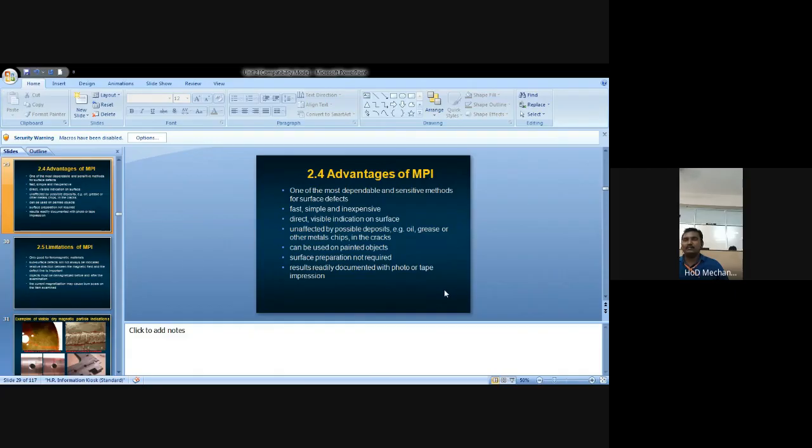Advantages of MPI. One of the most dependable and sensitive methods for surface defects. It is fast and simple, and also inexpensive, with direct visible indications on the surface. It is unaffected by possible deposits, for example oil, grease, or other metal chips in the cracks.